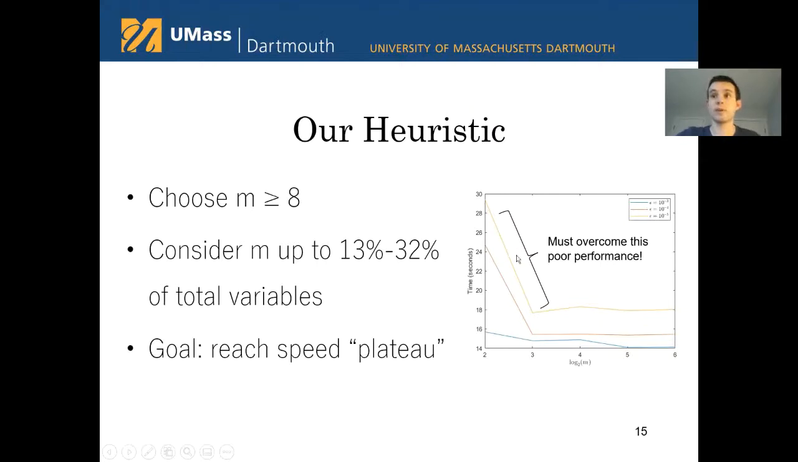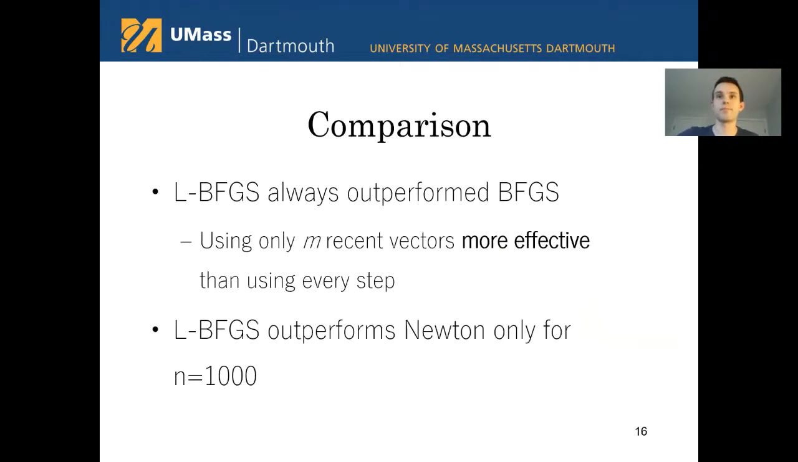But for cases where this doesn't necessarily occur, like for epsilon equals 10 to the negative 3rd, you can consider m up to 13% to 32% of the total variables in order to reach this very optimal region, even though this doesn't really change that much here. Basically, the goal is to reach the speed plateau.